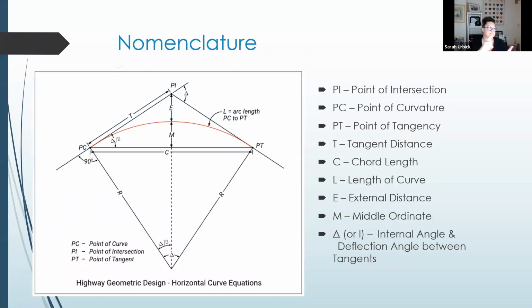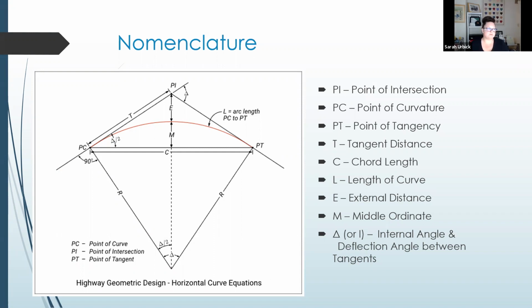So there's the distance that is your tangential distance, and those are equal, okay, both sides. C is our chord length. L is the length of our arc, length of our curve. The external distance and the middle ordinate, you may be asked to solve for those. We might need them at some point, but for the most part, during our discussions, those are probably just going to be random numbers that we would ask you to follow through on the math, okay?